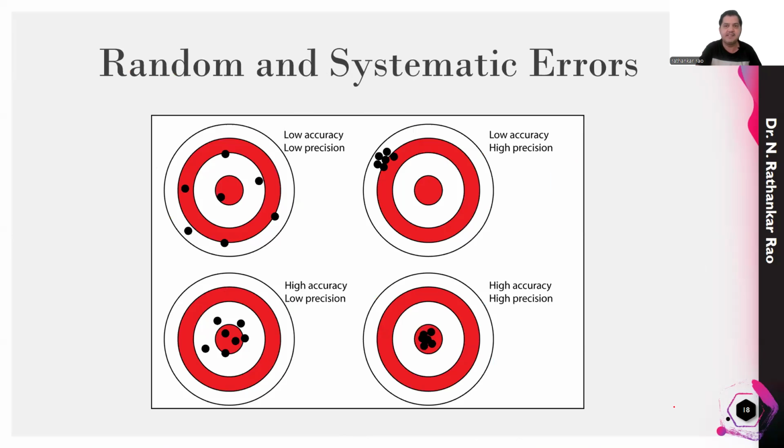Next is systematic and random errors. Now this slide, I think you would have learned this in your IB1 also. So now this slide tells you, you have something like a dartboard, you take an arrow and hit it, right?